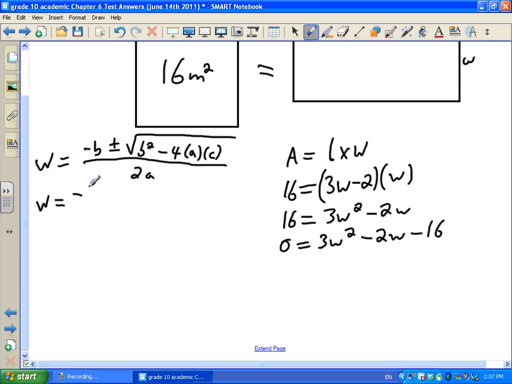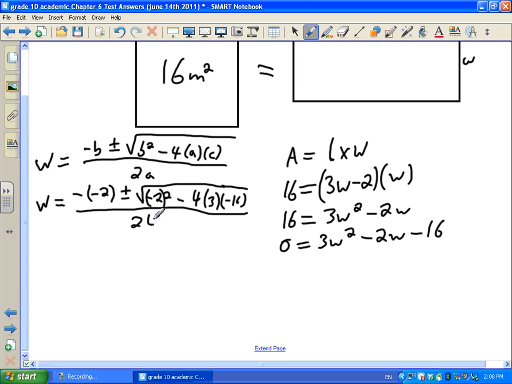Okay, so negative. Now, our B is negative 2, so we replace B with negative 2, plus or minus the square root of negative 2 squared. Put the negative 2 in brackets. Minus 4. A is 3, so times 3. And C is negative 16. All divided by 2 times 3.